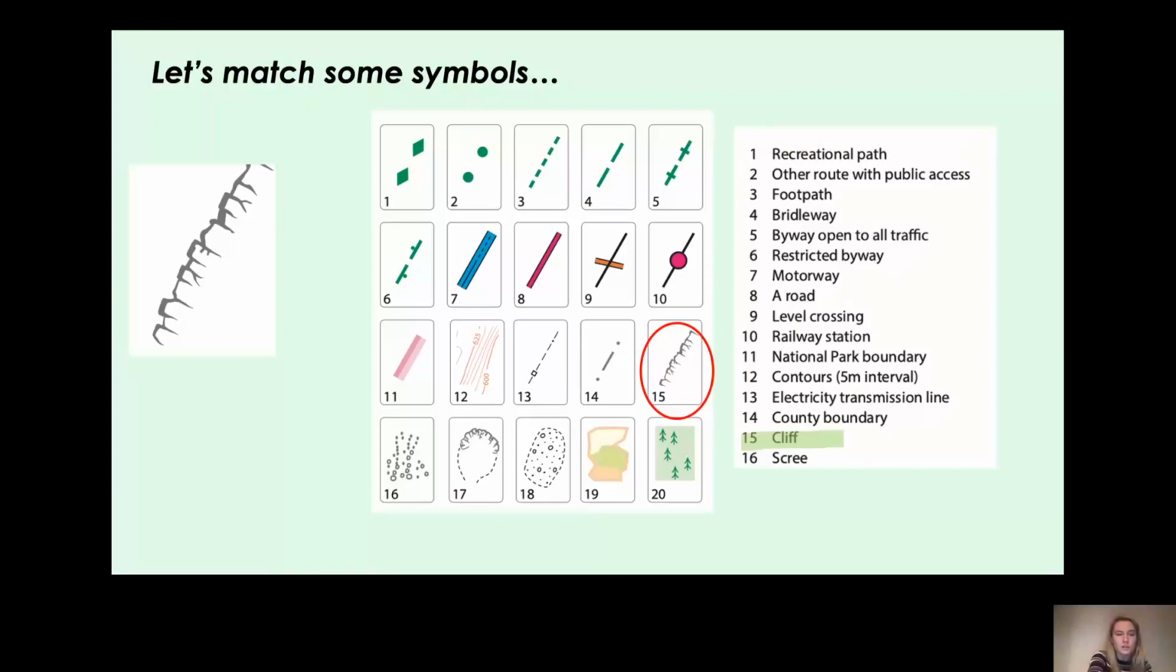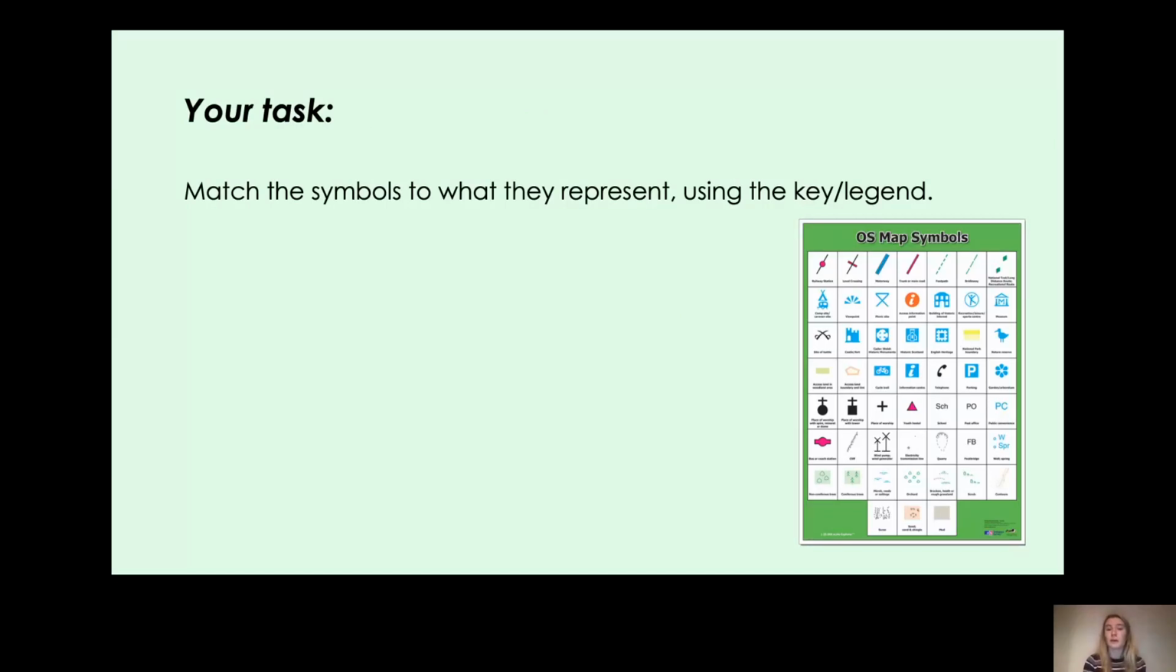So we've looked at the symbol, then we found the symbol in the key, found the number, and then found the number in the list. And that's how easy it is to find out what a symbol represents on a map. Okay, so now it is your turn. You have a worksheet, Year 2 Geography, 5th of February, Resource 1, and it has lots of different symbols on it. And then on your Resource 2, you have the key or legend from the Ordnance Survey map, okay? Now you need to look at this legend or key to work out what each symbol represents that I've given you, and then you need to write what it represents under the different symbols, okay?